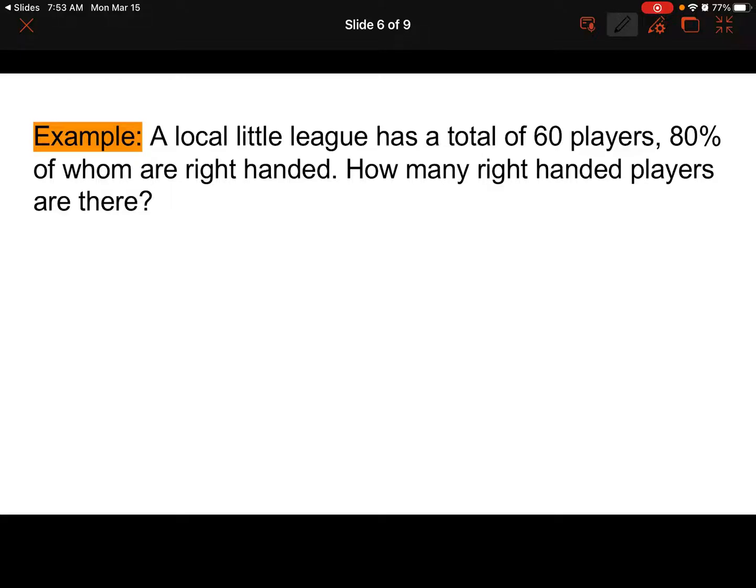All right, so let's start with this one. A local Little League has a total of 60 players, 80% of whom are right-handed.